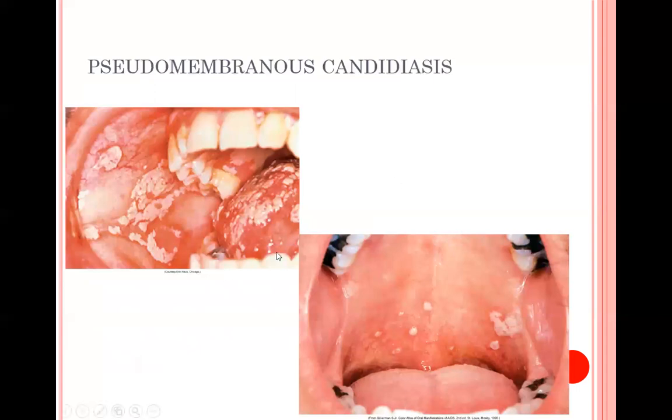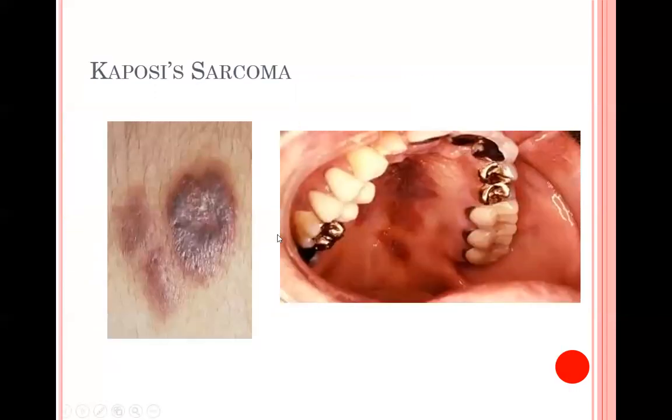So here are some pictures of oral candidiasis. Here's a picture of an extraoral Kaposi's sarcoma and an intraoral one. It's a neoplasm that looks almost like a bruise, really, but you can see it's an overgrowth of these blood vessels, and it usually looks kind of dark purplish, blackish blue.